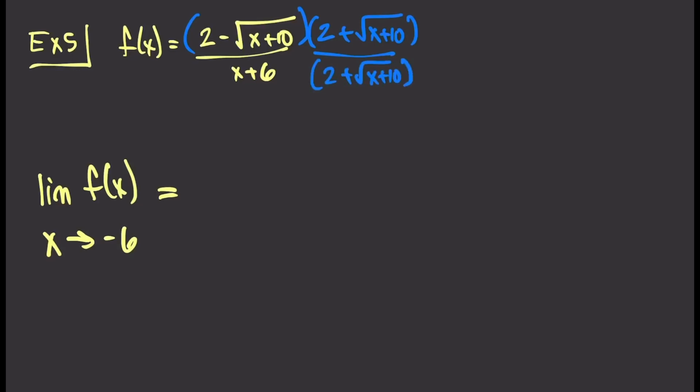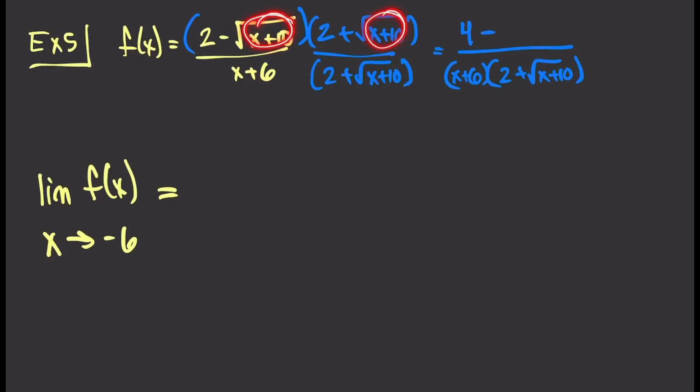And again, remember, in the denominator, you're really not going to multiply those out. I'm trying to get rid of this. That's the problem area right there. Okay, so I've got x plus 6 times 2 plus square root of x plus 10. Now again, because they're conjugates, I just have to multiply the first. All right, so 2 times 2, that's going to give me a 4. Minus, we have to be a little bit careful here.